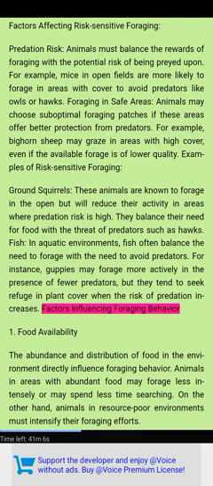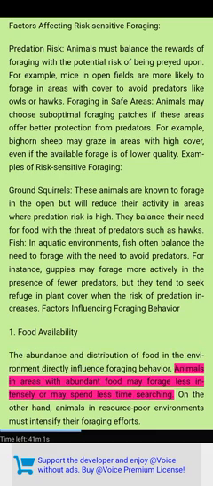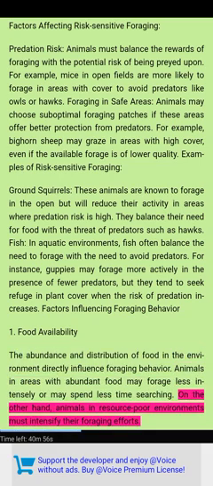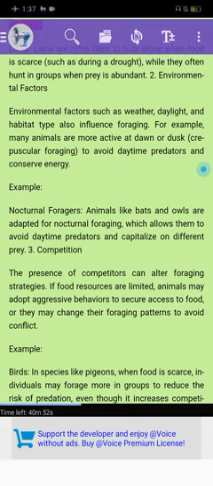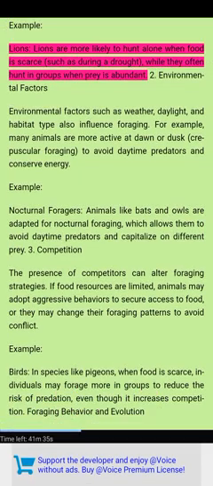Factors influencing foraging behavior. 1. Food availability. The abundance and distribution of food in the environment directly influence foraging behavior. Animals in areas with abundant food may forage less intensely or may spend less time searching. On the other hand, animals in resource-poor environments must intensify their foraging efforts. Example. Lions. Lions are more likely to hunt alone when food is scarce, such as during a drought, while they often hunt in groups when prey is abundant.